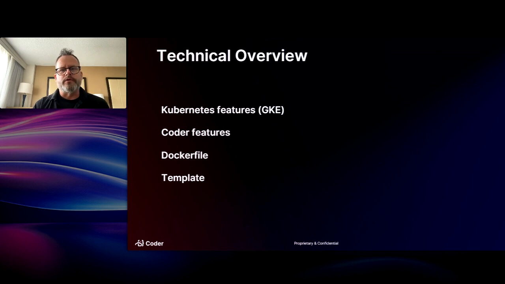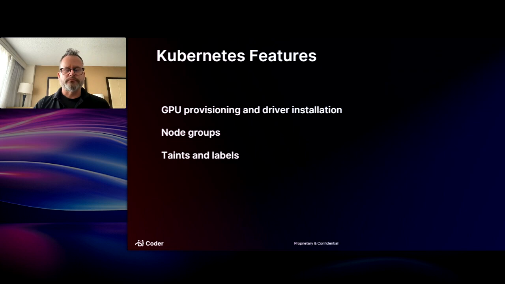We'll look at what Coder features we need to review. We'll look at the Dockerfile that I made for the workspace. It's pretty simple. And then we'll also look at what the template is. So what we need to focus on the platform side is how do we get the GPUs provisioned and how do we install the drivers, all right? How do we define our node groups? And then how do we taint and label our nodes?